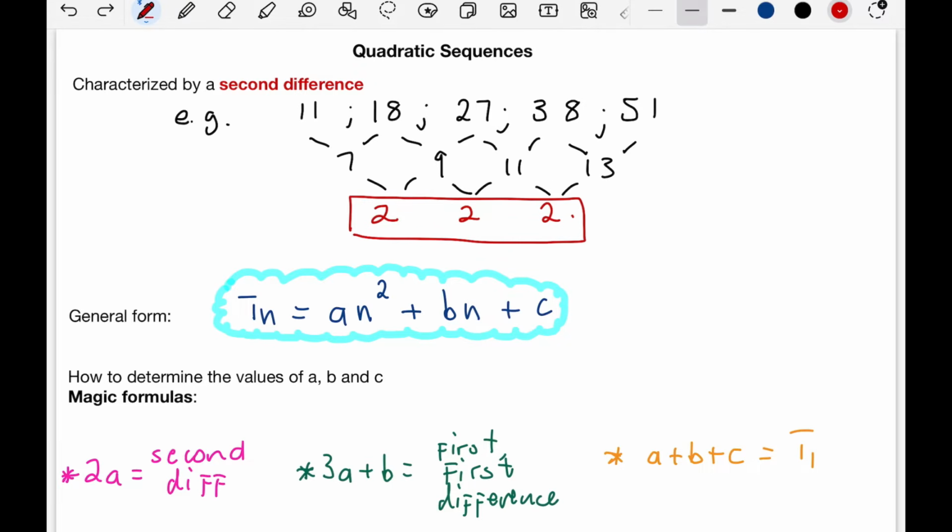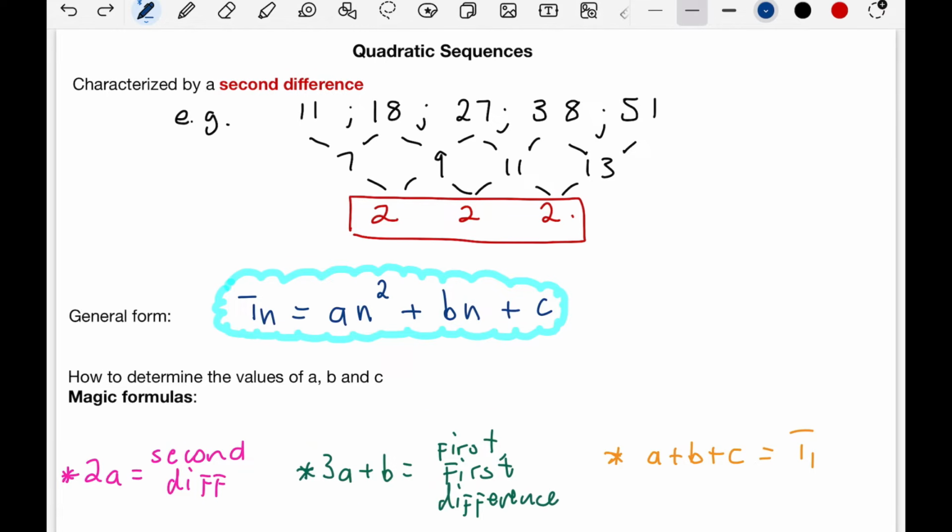Now, the general form of a quadratic sequence is Tn is equal to an squared plus bn plus c. Now, you will have to find the values of a, b, and c. How do we do that? Well, luckily for us, there are some magical mathematical formulas that help us do that. The formulas are as follows. 2a is always equal to the second difference.